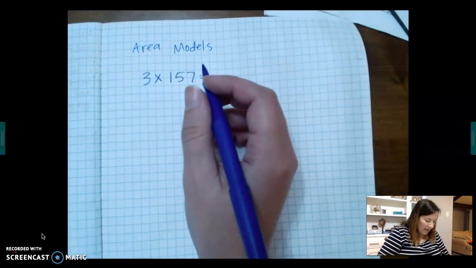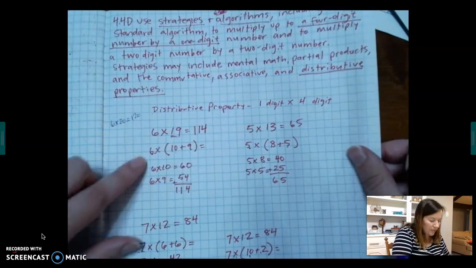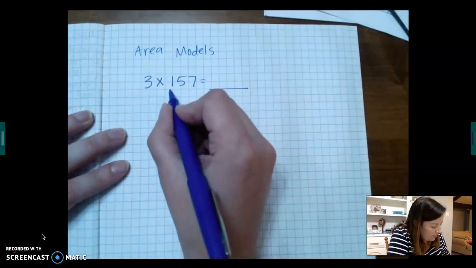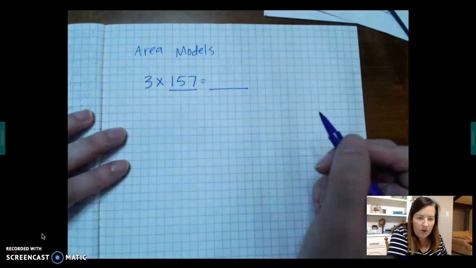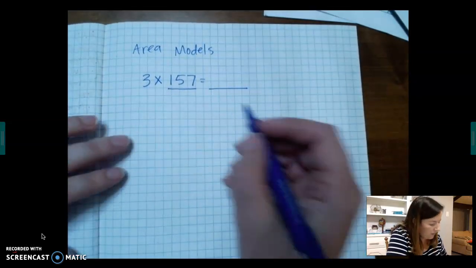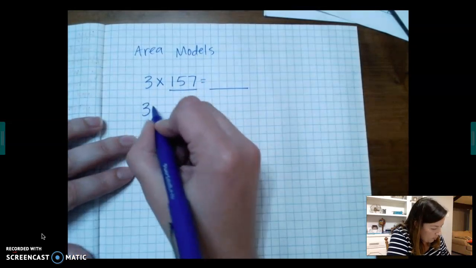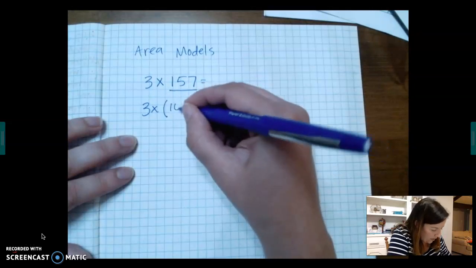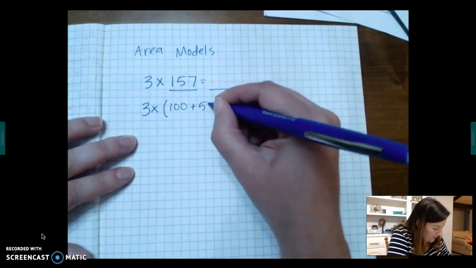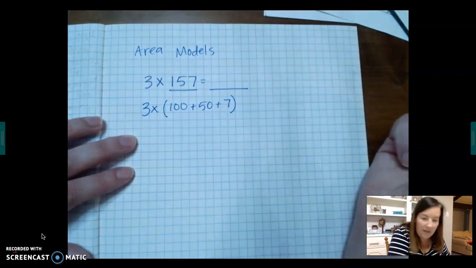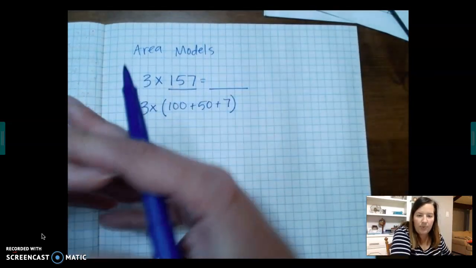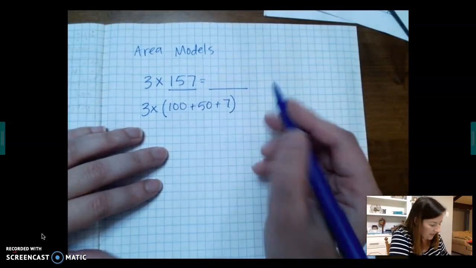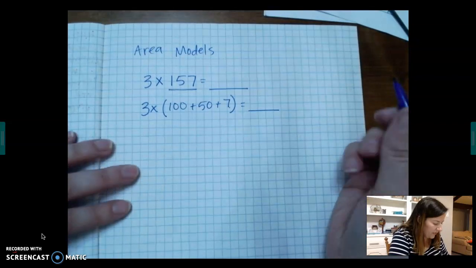So just like when we had distributive property yesterday, we broke the number apart. In this case, we're going to break this second number, the larger one, apart into expanded form. So what is 157 in expanded form? It's 100 plus 50 plus 7, right? You see how I pulled that number apart? 157 is 100 plus 50 plus 7. We still don't know what it equals.